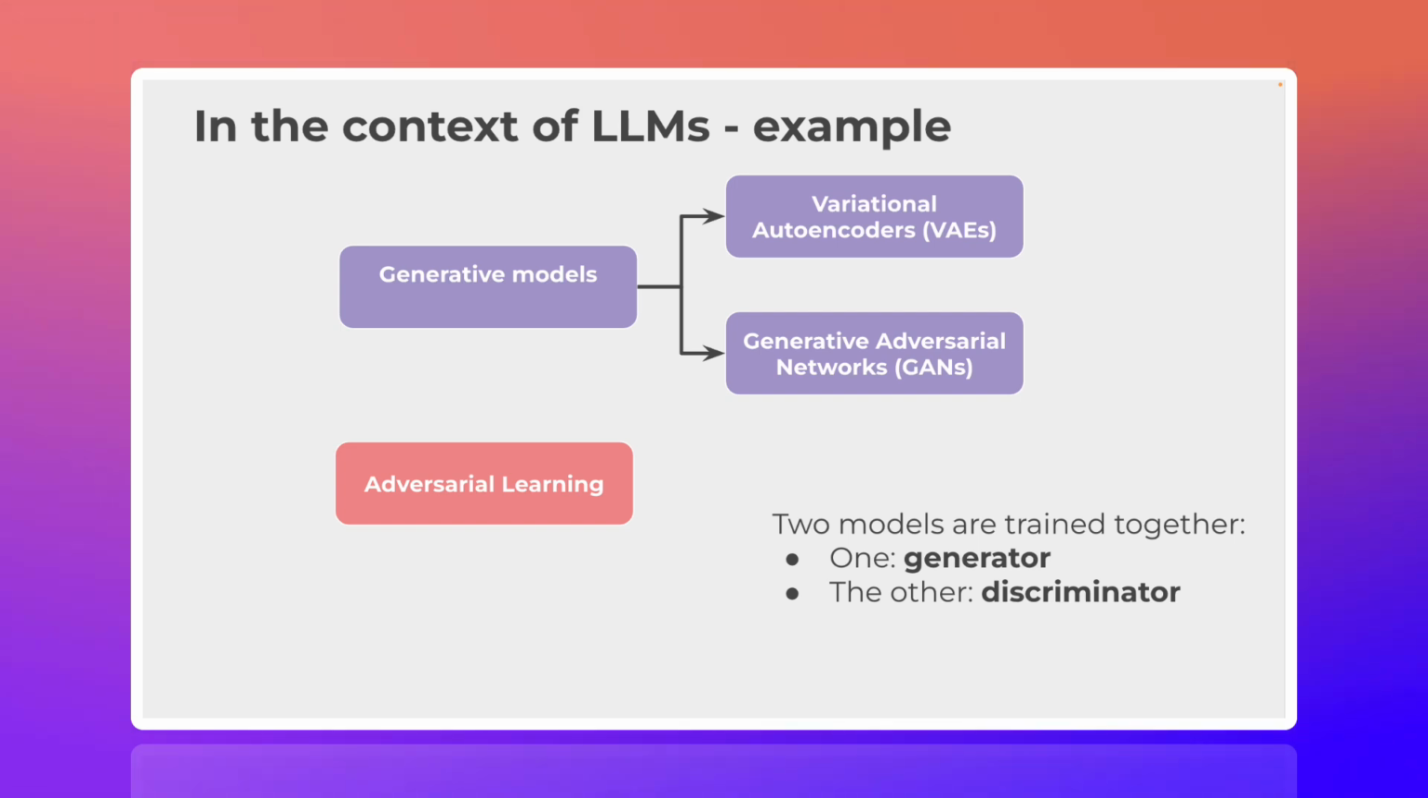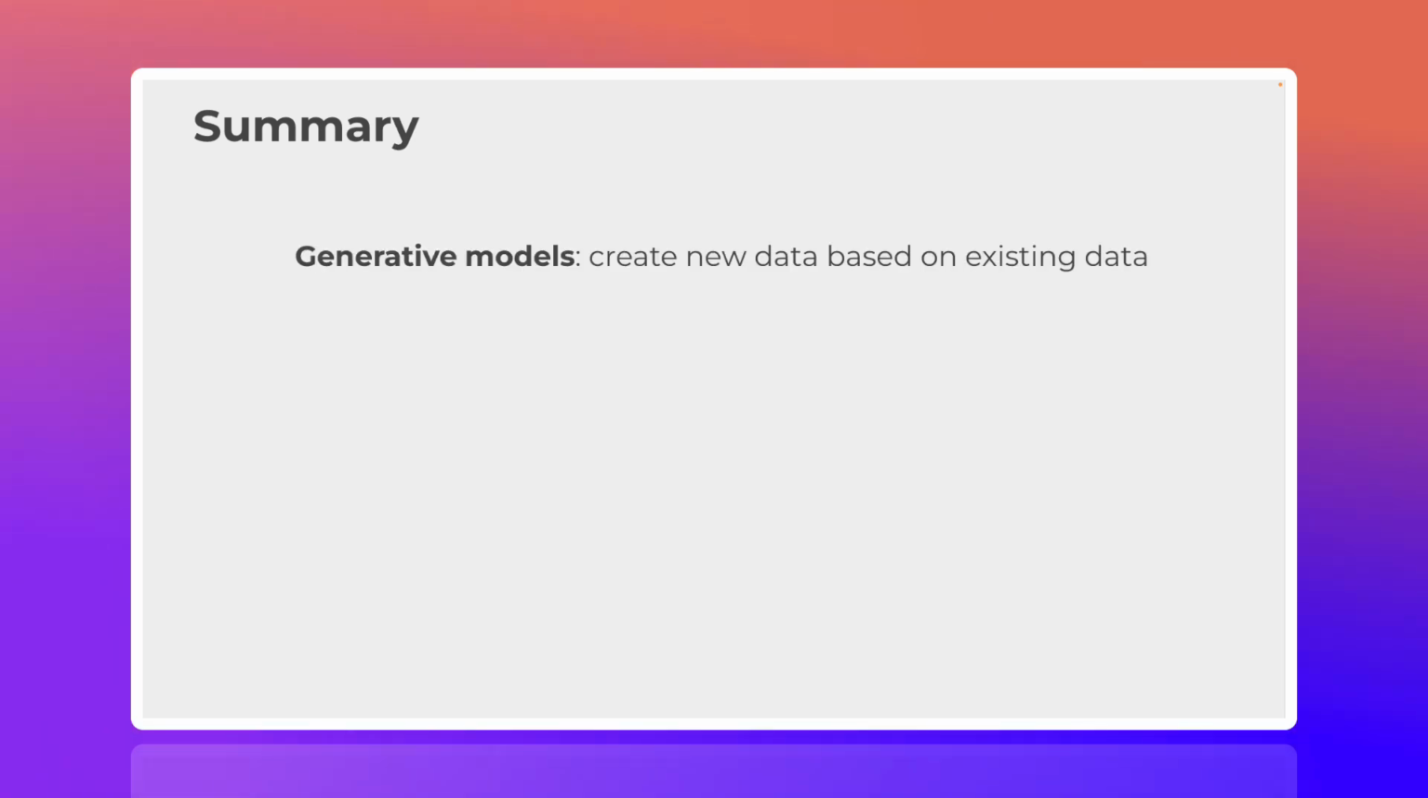Over time, the generator gets better at making data that looks real, and the discriminator gets better at spotting fake data. You can see that this back and forth competition helps both models improve. It's the whole point of having a model that works really well. Think of it as a constant game of cat and mouse, where both the cat and the mouse get smarter as they play. So in summary, generative models create new data based on existing data. That's the beauty of these generative AI models.